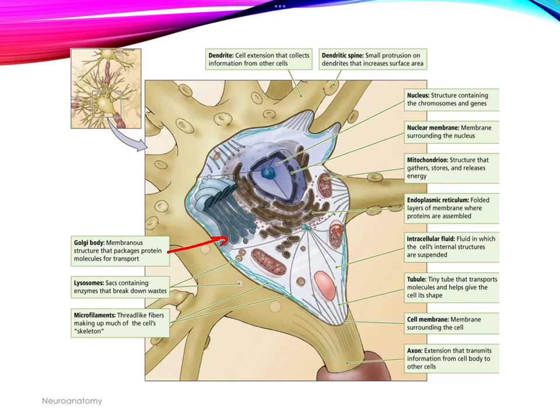So here we have the Golgi bodies, and all of the structures that we talked about here. This is just a bigger labeling. We have the nucleus, the microtubules here, and the axon right here. All of these structures are going to help keep the cell alive. It helps make sure that the cell understands what it needs to do, how long it lives, and all of the information that it needs to continue doing its job.